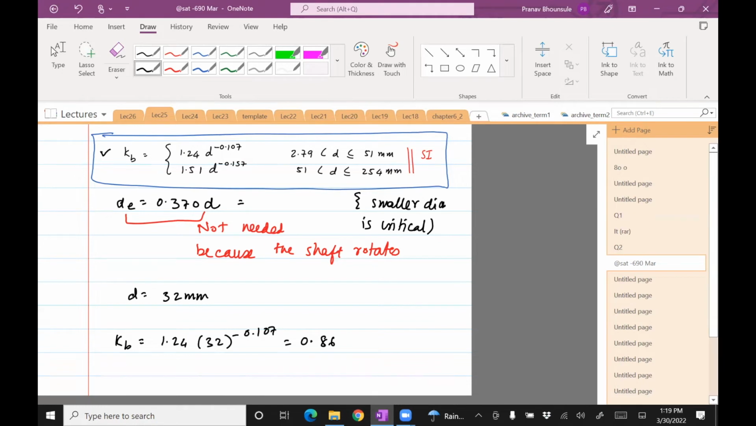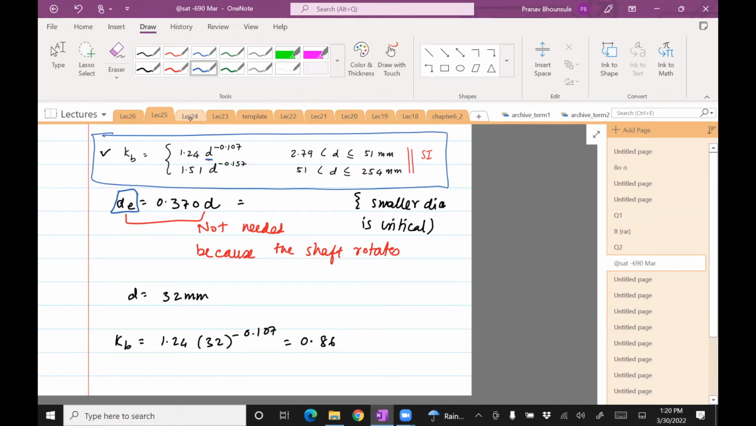So in case this was a non-rotating specimen, what you would do is you would take this DE and then use this D in this equation. Okay, that's the thing. So you'll see that the diameter reduces because it's non-rotating. So rotation of a shaft, that matters, right? The force doesn't matter, right? Okay, so got KB.